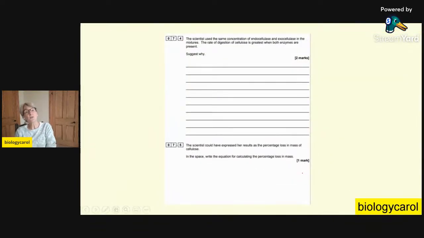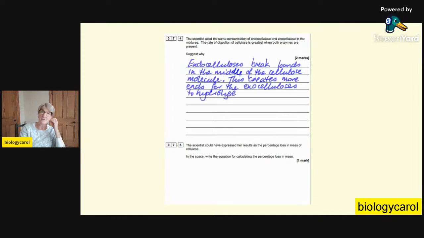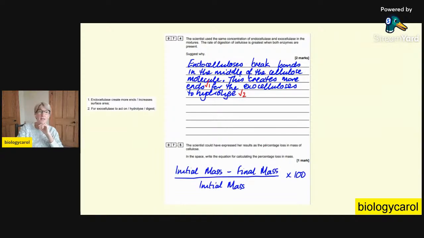The scientists used the same concentration of endocellulase and exocellulase in the mixtures. The rate of digestion of cellulose is greatest when both enzymes are present. This is the question that requires the answer that endocellulases digest in the middle and exocellulases then digest the terminal ends. So this is what I wrote, and I got the 2 marks, fortunately.